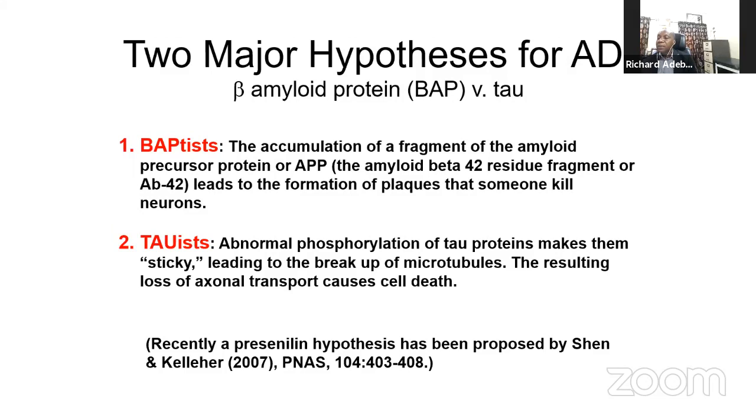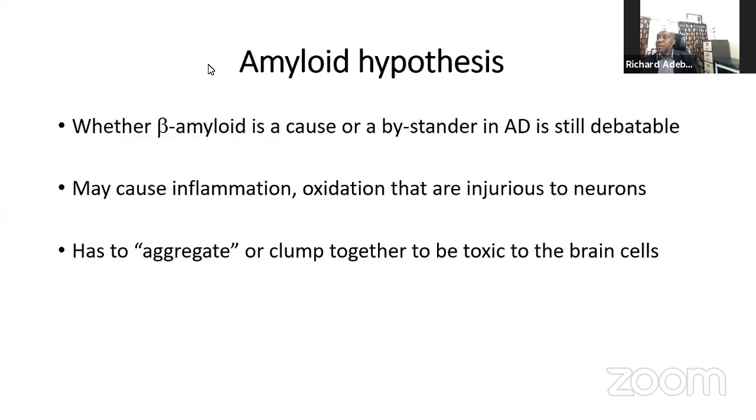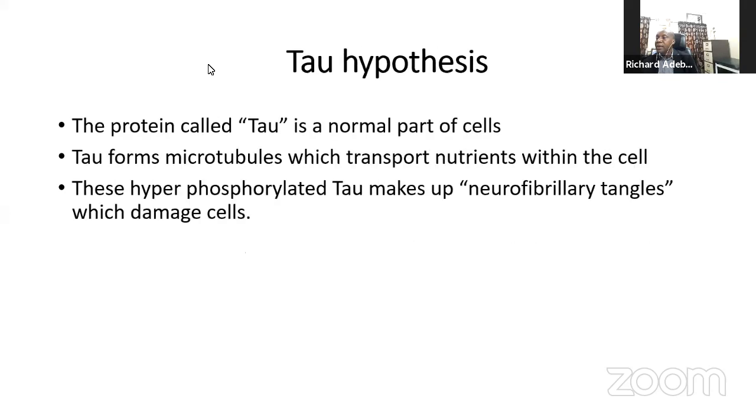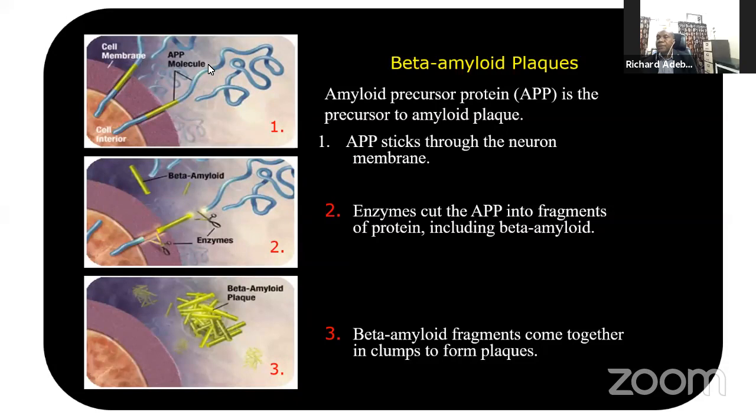And then those who believe there is an abnormal phosphorylation of tau proteins, normal proteins in the brain. So they become sticky, leading to the breaking up of microtubules, and the resulting loss of axonal transport causes cell death. Let's look at the picture, the tau proteins. Yes, we can see the picture here. Let's move the slide to where we see the amyloid precursor protein. Yes, good. Here, the amyloid precursor protein is the precursor to amyloid plaques.